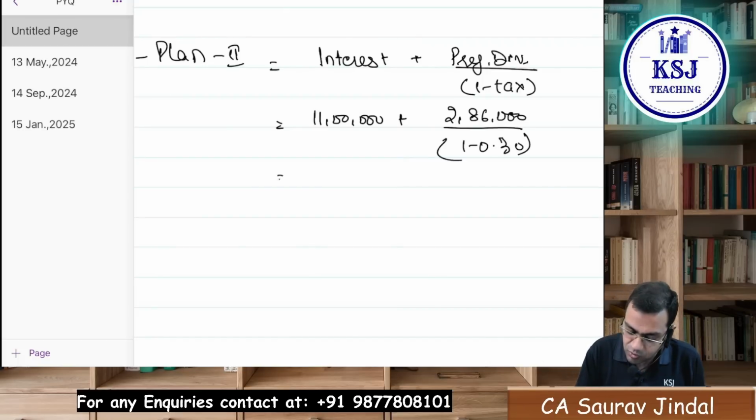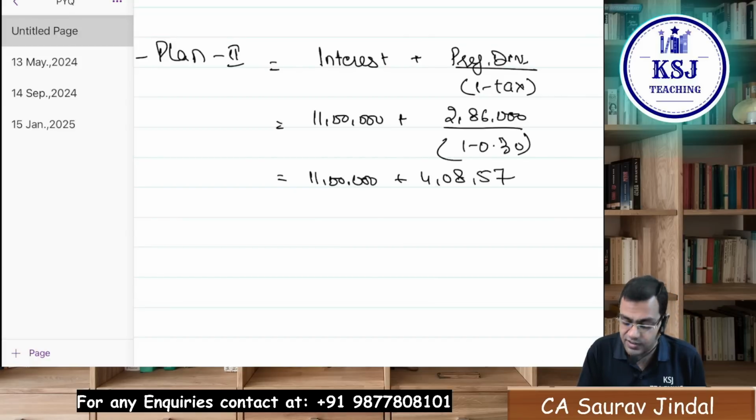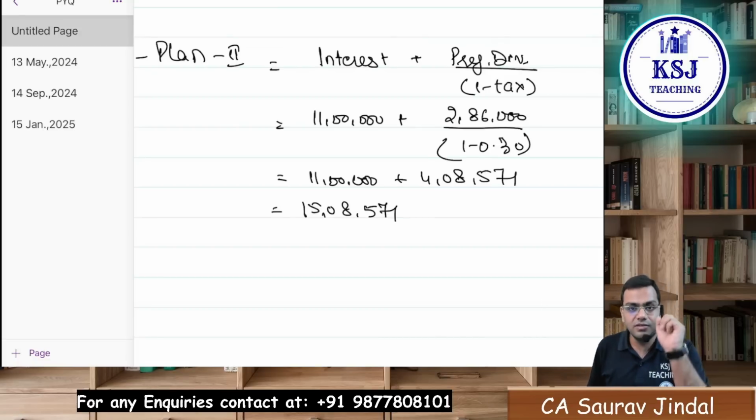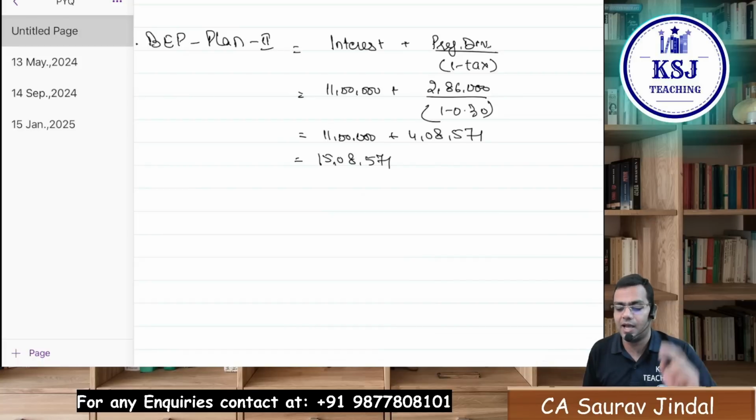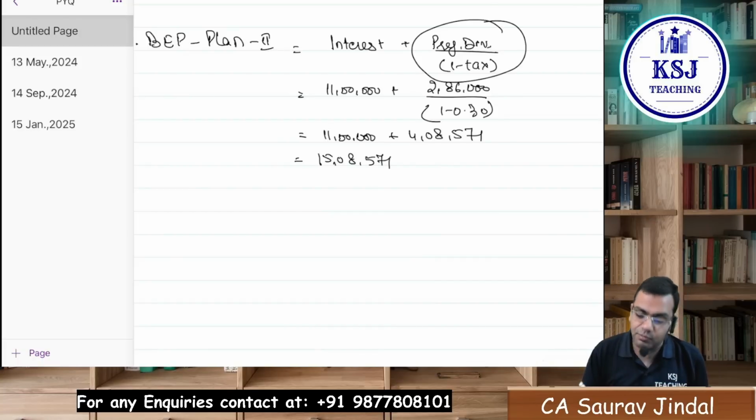That comes to 11 lakh plus 4,08,571. That is 15,08,571. This is how the financial break-even point of plan 2 will be calculated when you have both interest as well as preference dividend.